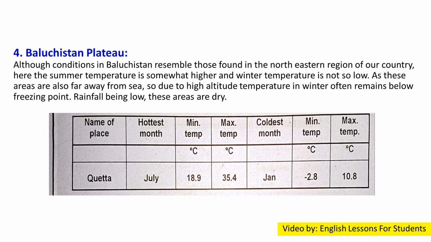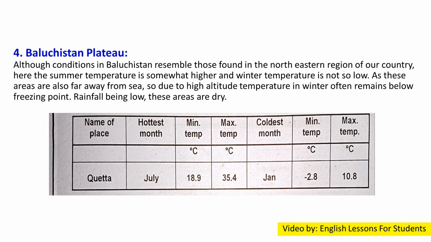Next, number 4 is arid land. Arid areas, they are related to Balochistan Plateau. Although conditions in Balochistan resemble those found in the northeastern region of our country, here the summer temperature is somewhat higher and winter temperature is not so low. As these areas are also far away from sea, so due to high altitude, temperature in winter often remains below freezing point. Rainfall being low, these areas are dry.